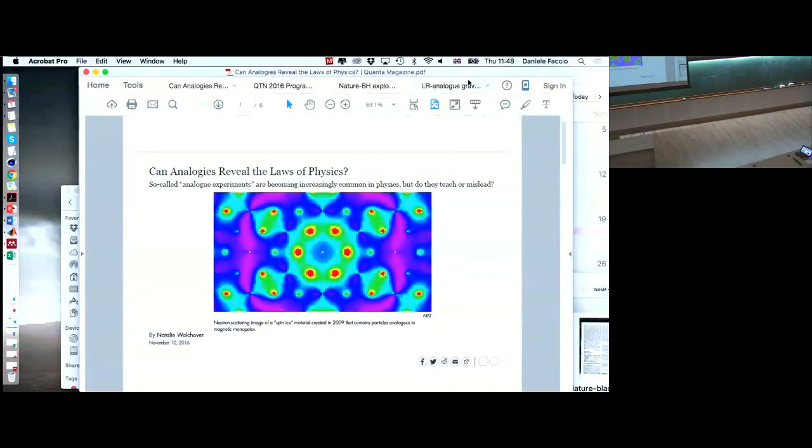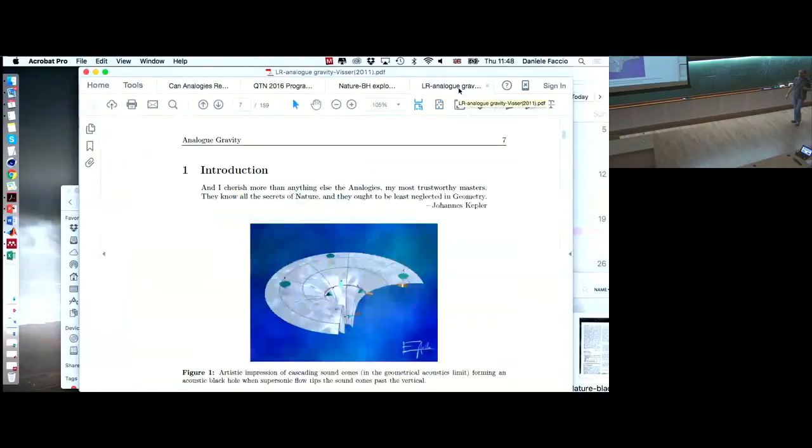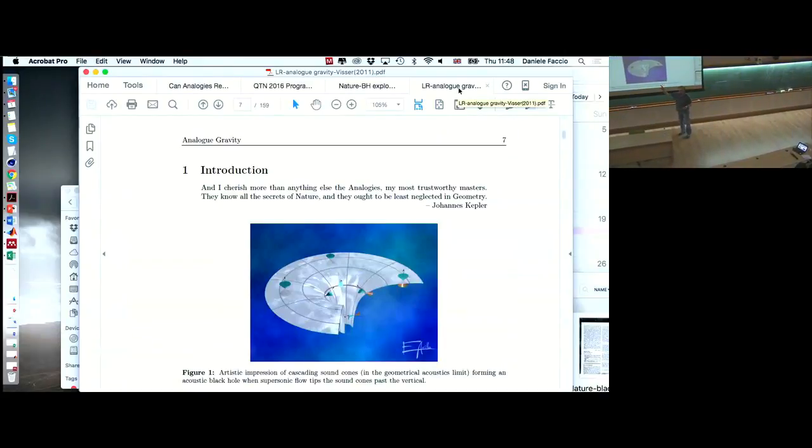Let me first bring up another citation. This is from a paper that I mentioned you should try reading. This is the Living Review paper by Barceló, Liberati, and Visser, where they had this gigantic overview of all of analog gravity. This is the very first sentence that they write. They're citing Johannes Kepler: "I cherish more than nothing else the analogies, with a capital A. My most trustworthy masters. They know all the secrets of nature. And they ought to be least neglected in geometry."